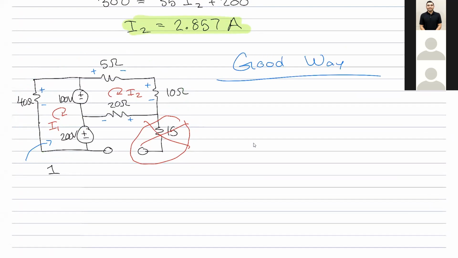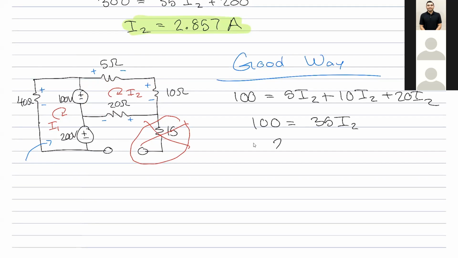Okay, so you don't waste a lot of time. We're just going to do this loop. So just doing simple KVL on that, we get 100 is equal to 5 I2 plus 10 I2 plus 20 I2. And look at that, we get 135 I2 and we get the answer. Save some time. There you go.